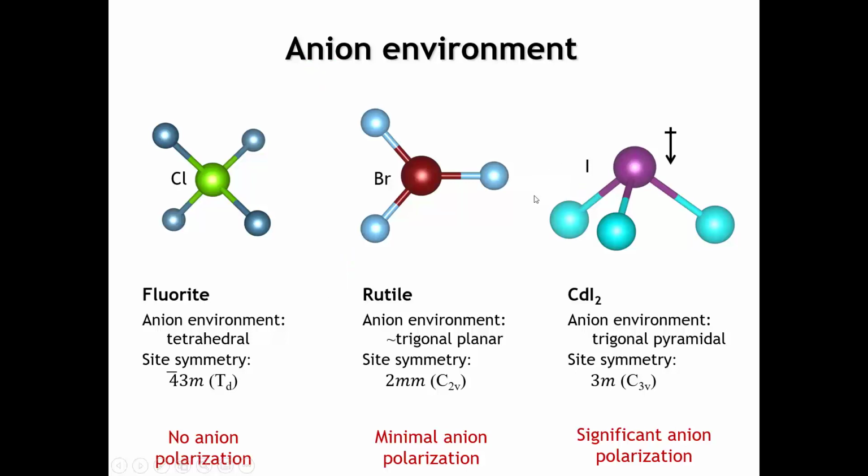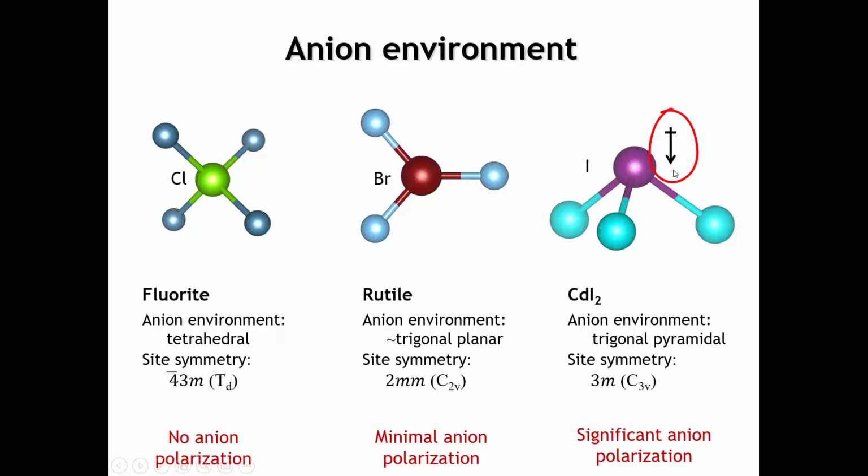In the rutile structure, the actual site symmetry is C2V, 2mm. This angle is not quite 120, it's smaller than 120, and there's just a very, very small polarization that can then occur. But if we go to cadmium iodide, and we've got this trigonal pyramidal geometry, well, now all of the cations are on the same side. They're all trying to pull the electron density downward, and that environment is actually quite favorable for creating this kind of dipole moment on the iodide ion that I show here.